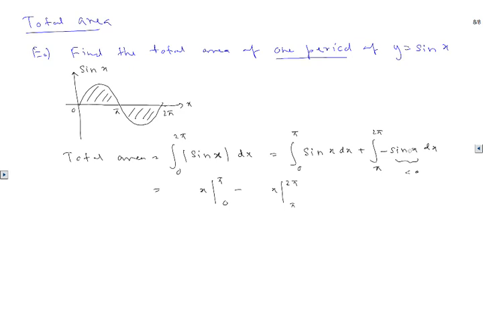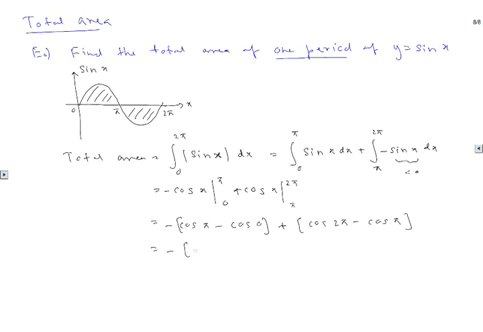The integral of sine means negative cosine, and we have a negative sign, so the negative cosine becomes positive cosine here. Good. Now we can plug in the values. We get negative cosine pi minus cosine 0, that's from the first one, plus cosine 2 pi minus cosine pi, that's from the second one. Just plug in the values.